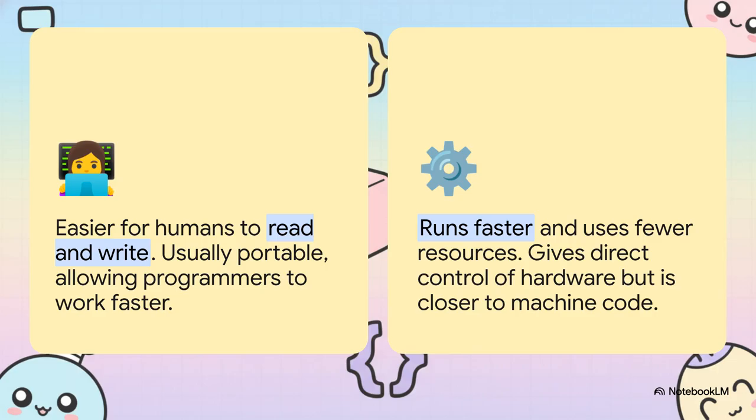So here's a quick summary of those trade-offs. High-level languages, they're easier for us, but they're a bit slower for the machine. Low-level languages, way harder for us to write, but they run incredibly fast. The big takeaway for your exam is this: one isn't better than the other. They're just different tools for different jobs.